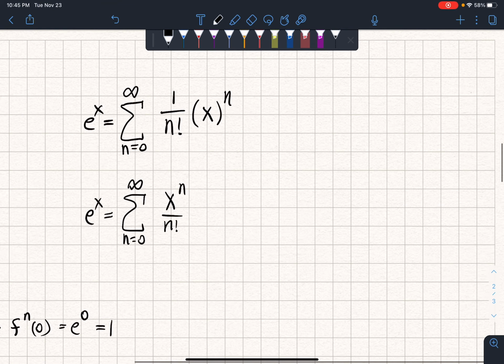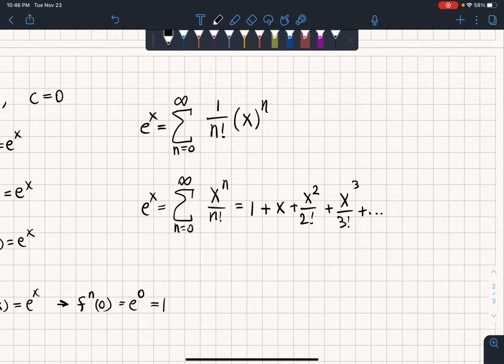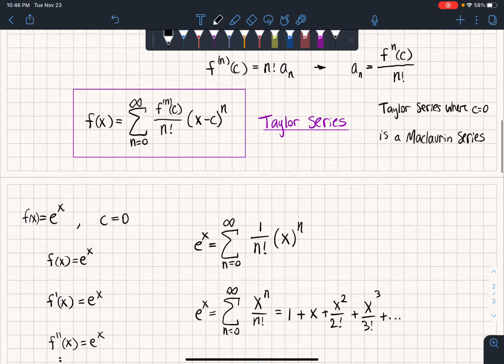We can expand it just a little bit. If we plug in 0, we're getting x to the 0 over 0 factorial. Well, that's 1. So we're just getting 1 plus, plugging in 1, x over 1 factorial, which is just x. So plus x squared over 2 factorial plus x cubed over 3 factorial, and the pattern just keeps on going. And there we go. That was the derivation of the Taylor series formula.